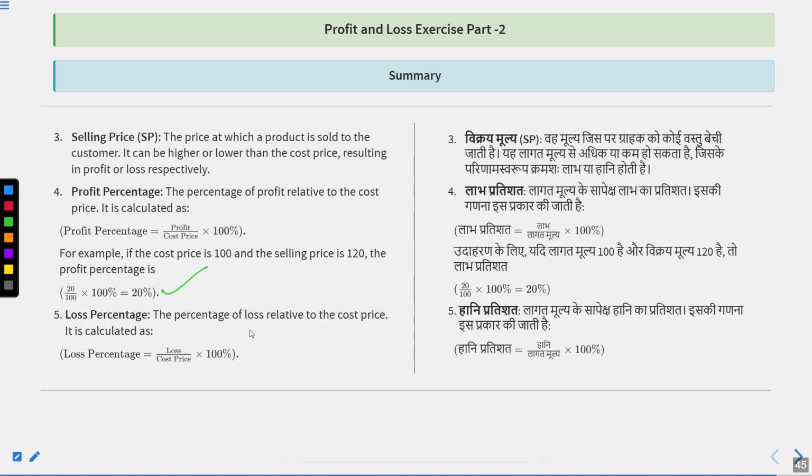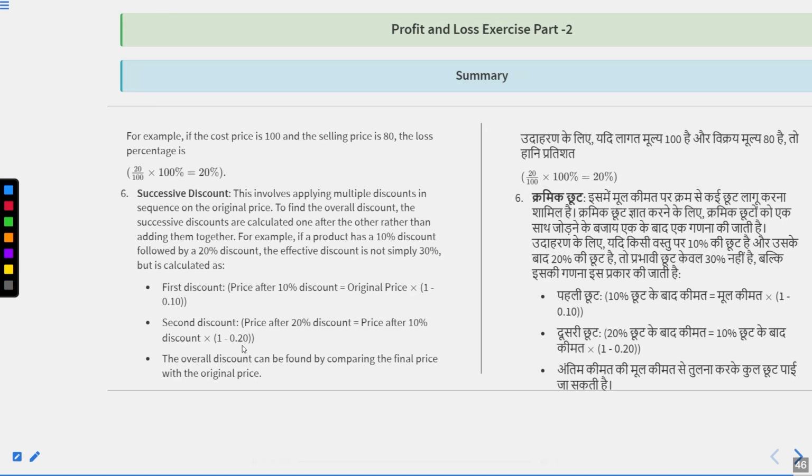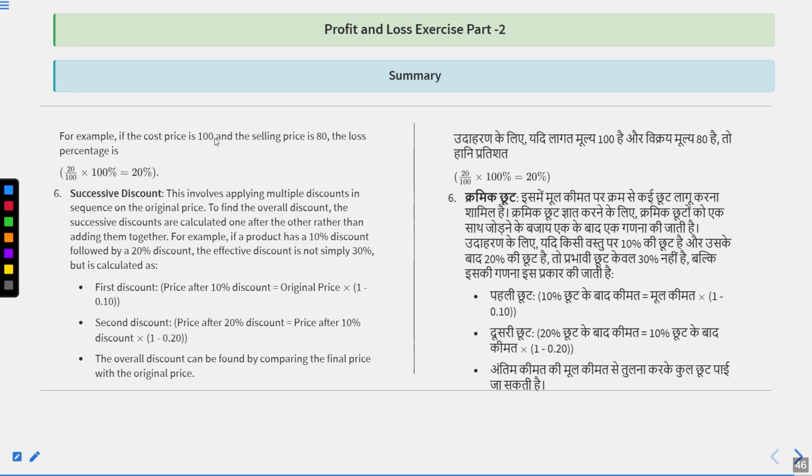In the same way, loss percent, the percentage of loss relative to the cost price. It is calculated as loss upon cost price multiplying by 100. Next one. For example, if the cost price of the article is 100 and the selling price is 80, what is the loss percent? So 20 upon 100 multiplying by 100, which becomes 20%.